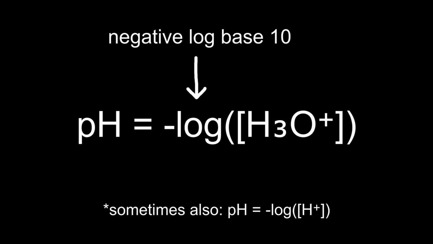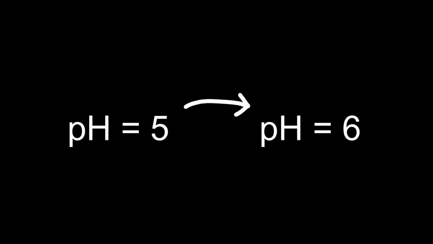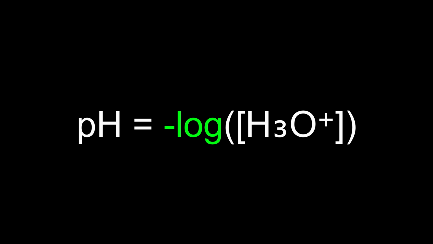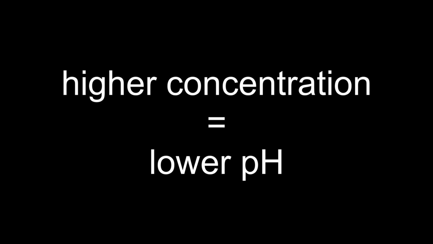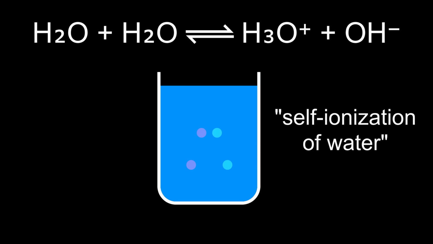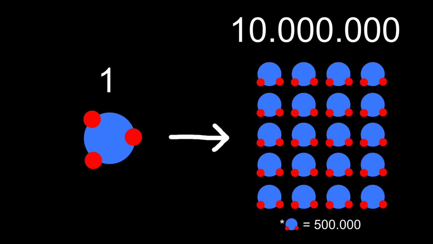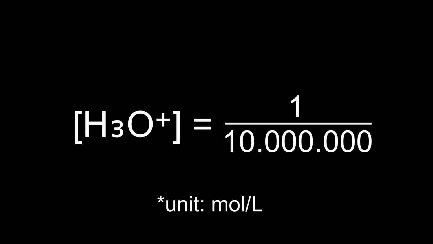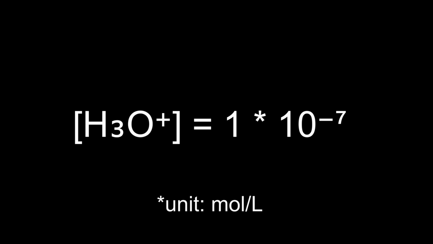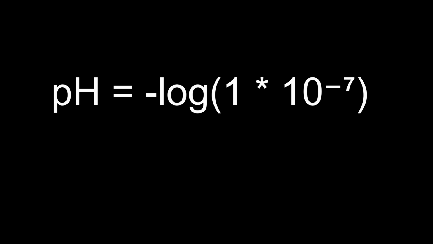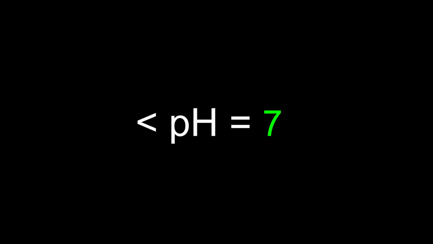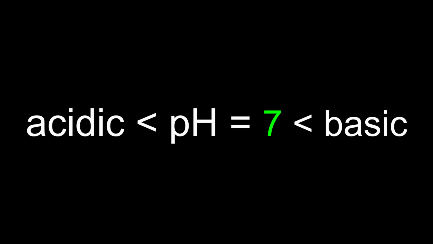Mathematically, it's defined as the negative log of the hydronium concentration, which means one step on the scale is a 10 times change, and also, since it's a negative log, the higher the concentration, the lower the pH. For example, pure water is in a chemical equilibrium. There's exactly one hydronium ion for every 10 million water molecules. In other words, the concentration of hydronium is 1 over 10 million, or 1 times 10 to the negative 7. Taking the negative log of this gives us a pH of 7, which is considered neutral. Anything lower than 7 is acidic, and anything above is basic, unlike you.